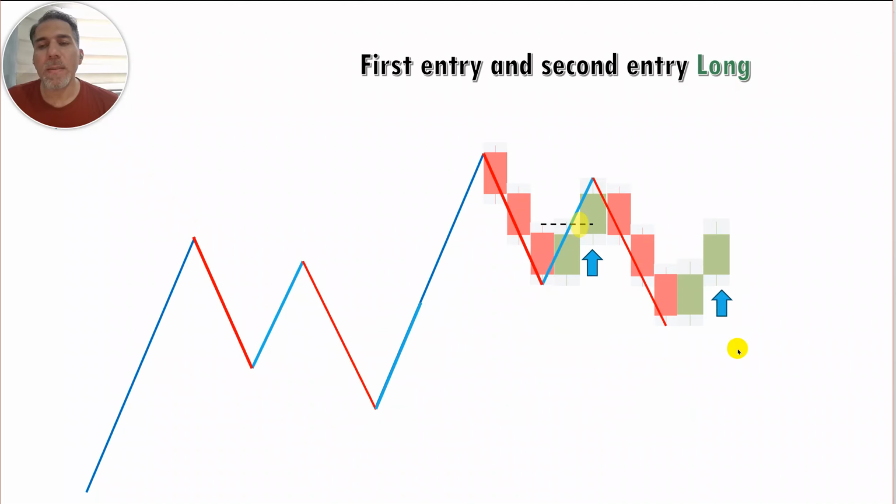The second time that it happens, we call the second entry. Now, the second entries are more probable than the first entries, but we cannot say that first entries are not probable as well. It depends where it happens. This is called second entry. Now, this time you're again comparing the high, and when it is taken, you can enter here. Usually when the second entry happens, it usually takes this high.